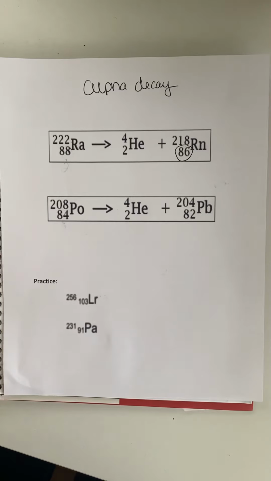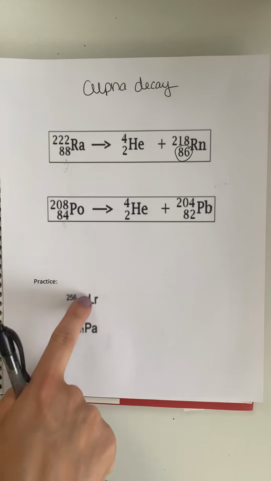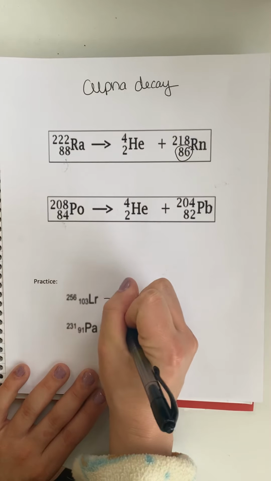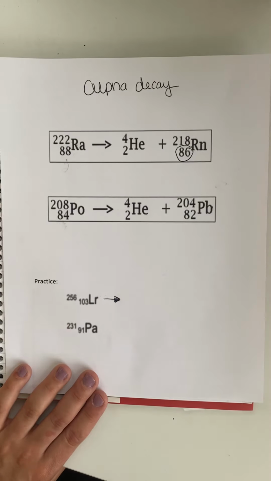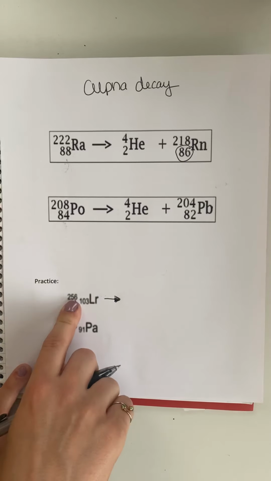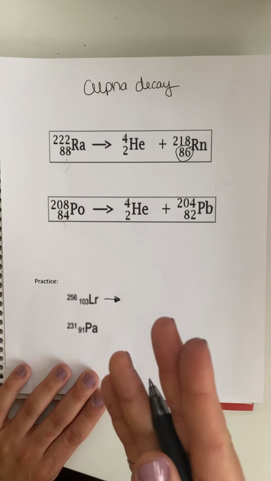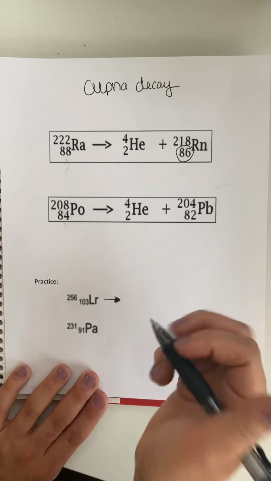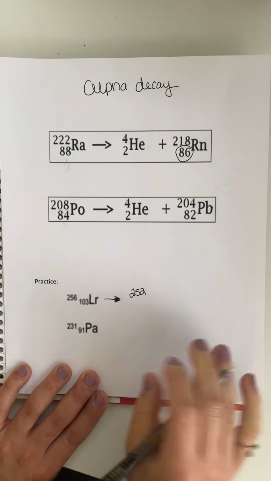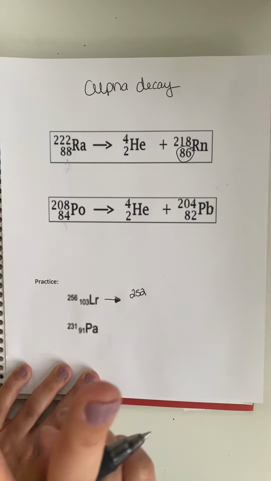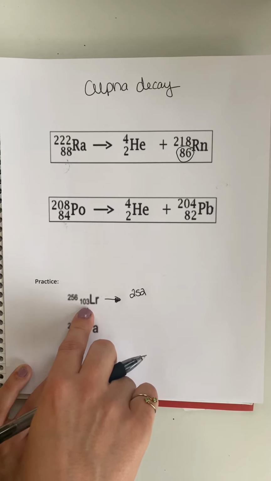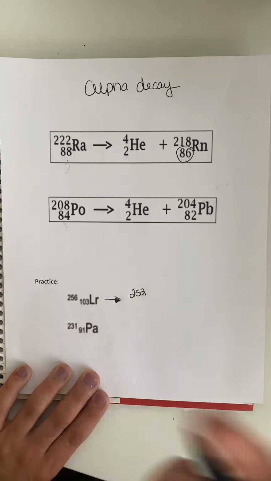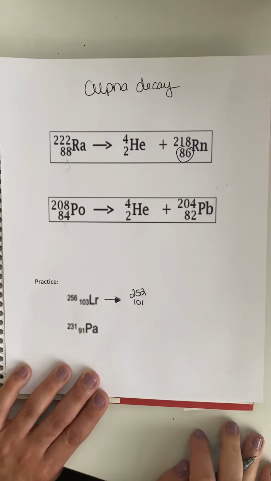So I wanted to show you without having to rip away a Post-it. So let's do the same thing. I'm going to tell you that these 2 elements are going to undergo alpha decay. So you're going to just draw your arrow signifying a change, alpha decay. The top is going to go down by 4 because you're losing that mass of 4. So 256 minus 4, 252 is going to be at the top. 103, remember you're losing 2 protons, and top number is always mass, bottom number is always proton number to tell you the identity. 103 minus 2 is 101.